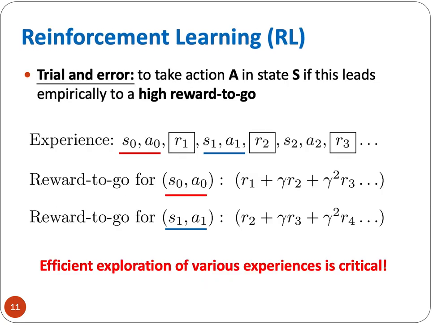The agent learns the policy from trial and error. Let us assume that the policy is just some function parameterized by theta. The function takes the state as input and outputs a probability distribution over actions. The trial and error learning trains the theta in such a way that it encourages the agent to take action A in state S when this leads to a high long-term reward.